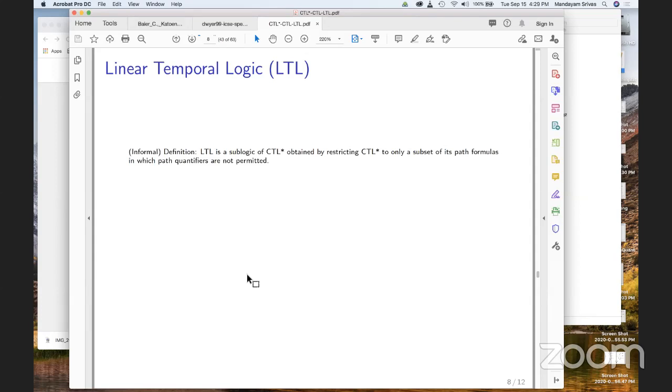Now another popular sublogic of CTL star is called linear temporal logic, and Zubin showed both of them. At least he tried to show CTL as well, and I preempted him. We will revisit the new SMV things with CTL once you have gone through this. So informally, LTL is a sublogic of CTL star obtained by restricting CTL star to only a subset of its path formulas, in which none of the two path quantifiers are permitted.